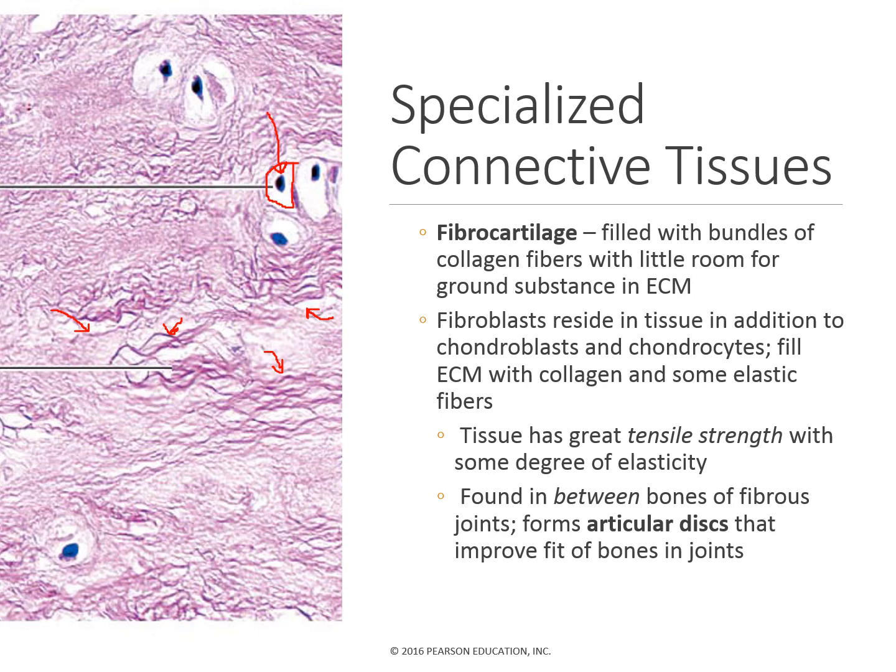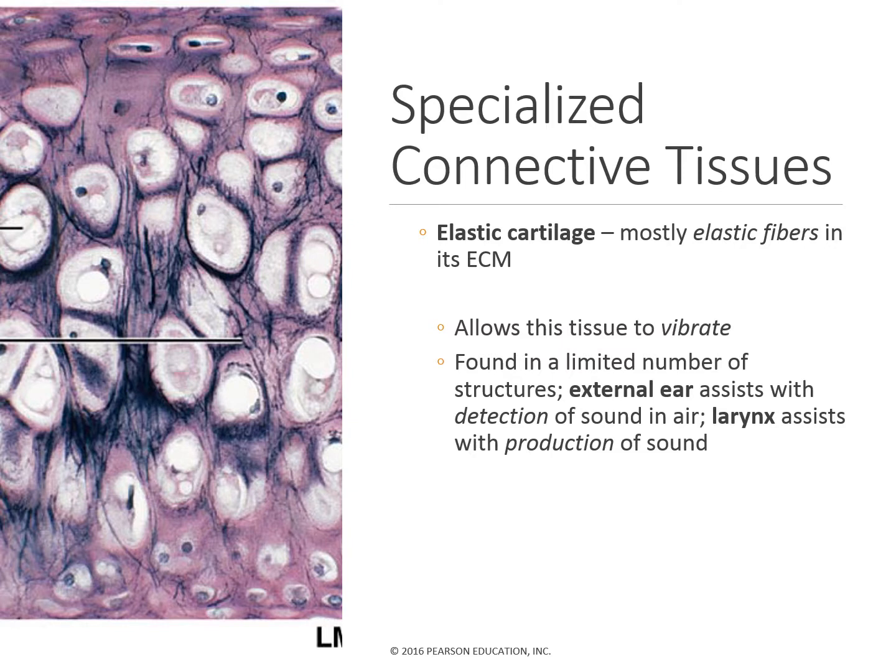Elastic cartilage is the last of your cartilages. You're going to find mostly elastic fibers in the ECM. So these darkly stained strands that you see here, those are the elastic fibers. The presence of the elastic fibers allows this tissue to vibrate, and we're going to find it in a limited number of structures in the human body.